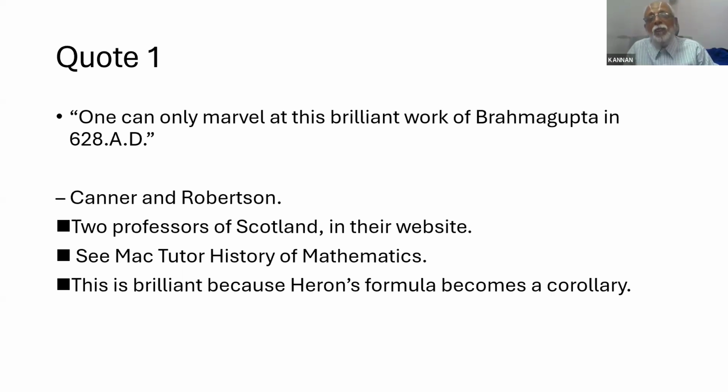He calls it the brilliant work of Brahmagupta because the well-known Heron's formula becomes a corollary of this. This is a generalization of that formula, a generalization to quadrilaterals from triangles. When he says one can only marvel at this, what he means is there is nothing more that one can do except admiring how 1,000 years ago this Brahmagupta was able to find it.